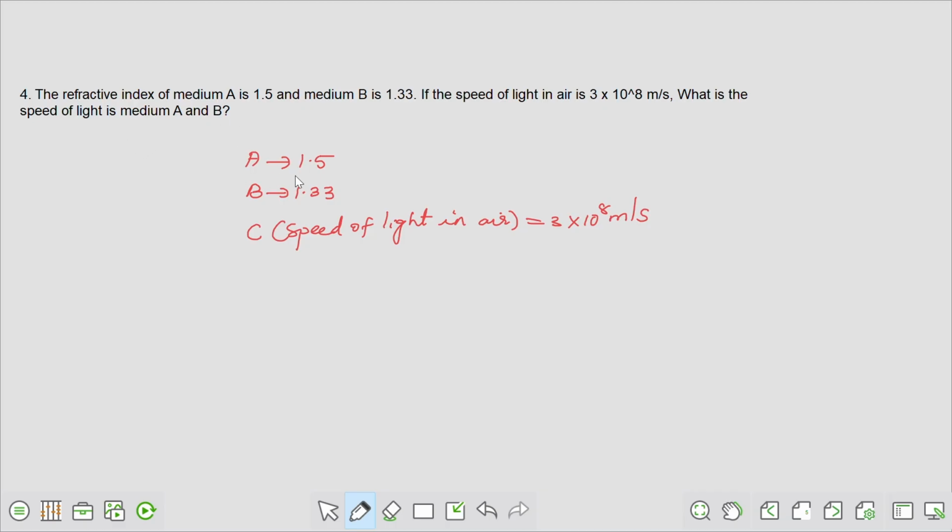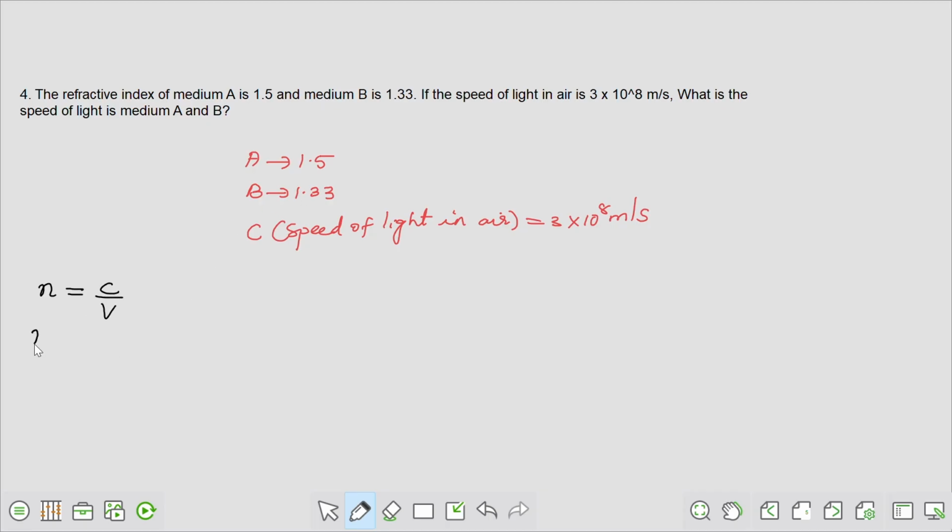So the refractive index is given, the speed is given. What formula can you use here? Pause the video and try it by yourself first before I explain the answers. Okay, so let's see what will be the speed in both the media. So first we have the absolute refractive index n equal to C by V.